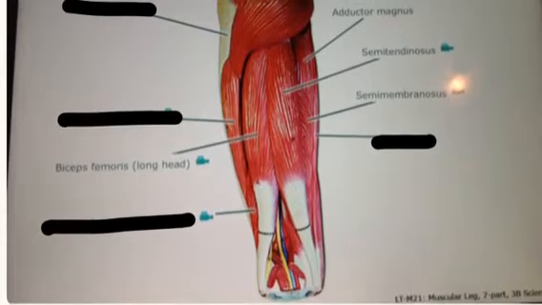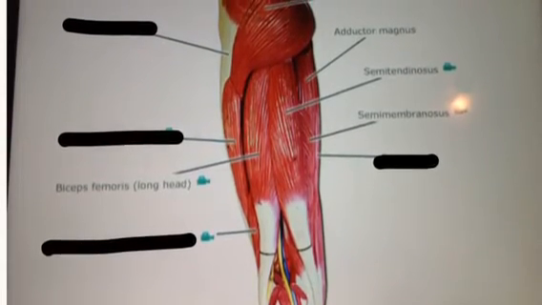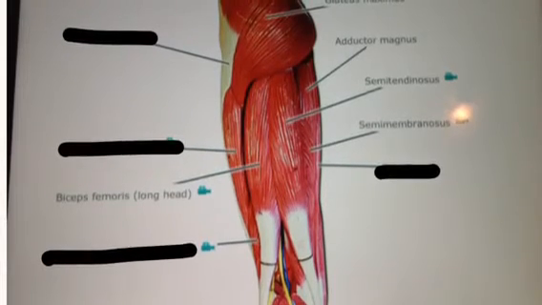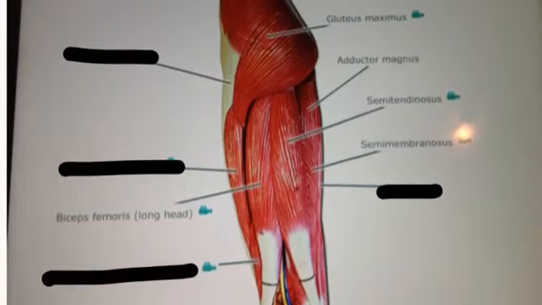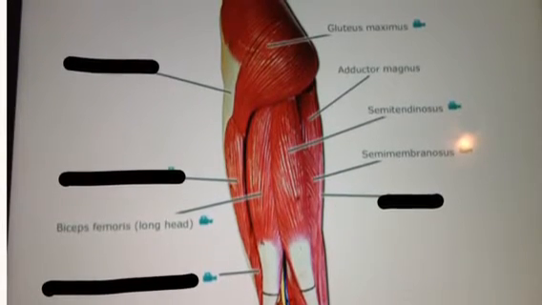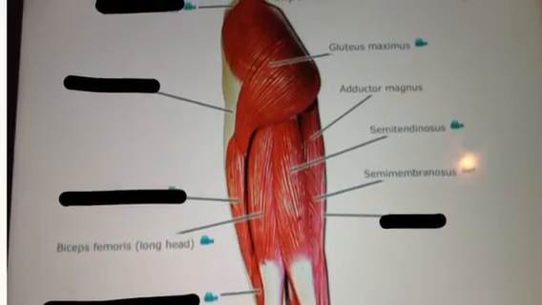Next is the semimembranosus on the right-hand side of the screen. Its origin is the upper outer quadrant of the posterior surface of the ischial tuberosity, and the insertion point is the medial condyle of the tibia below the articular margin, fascia over popliteus, and oblique popliteal ligament. Function is that it flexes and medially rotates the knee, and extends the hip.